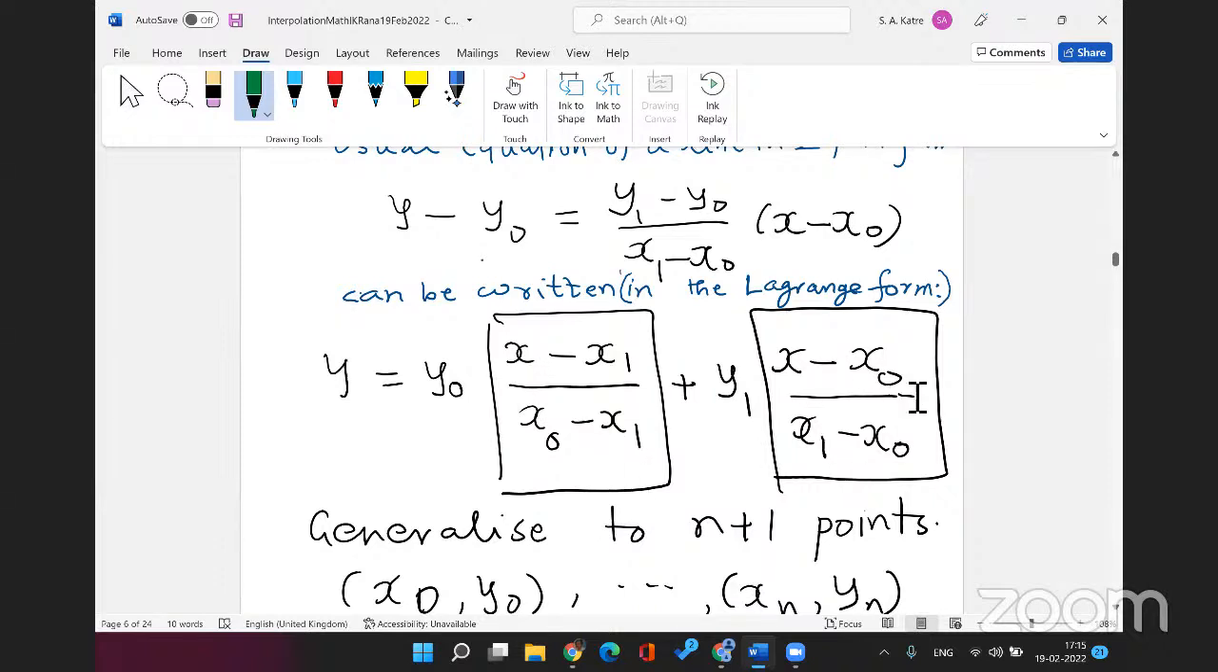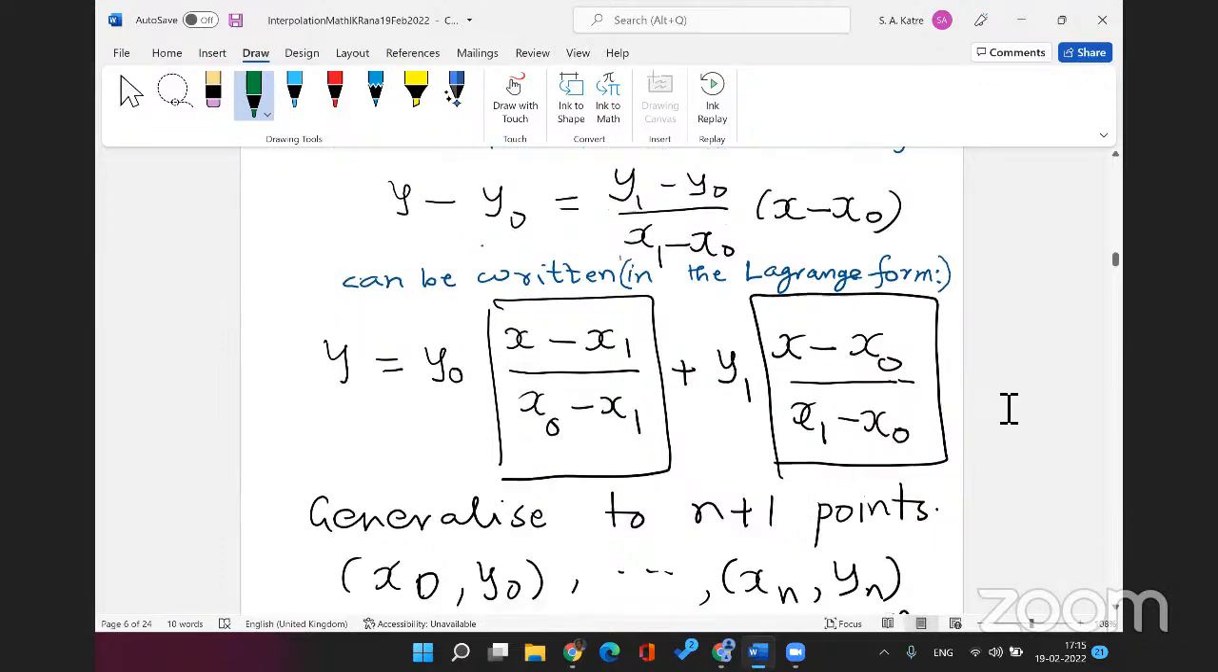So similarly, x minus x0 upon x1 minus x0 has a parallel property. That means the denominator is a constant, so this is a polynomial such that at x equal to x0, it is 0. At x equal to x1, the value is 1. So these are very special polynomials. That is what Lagrange understood.